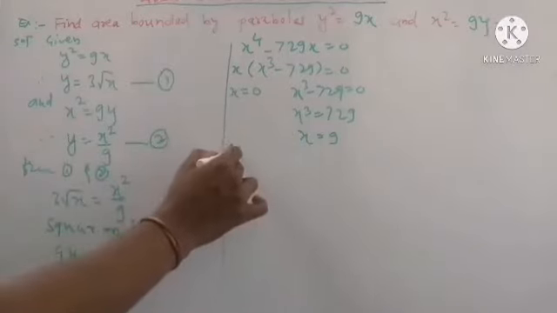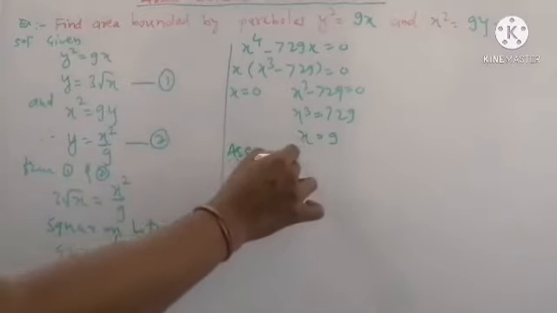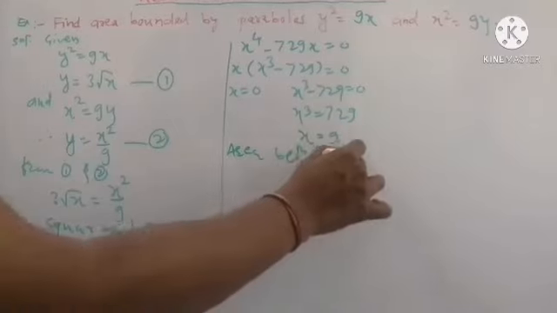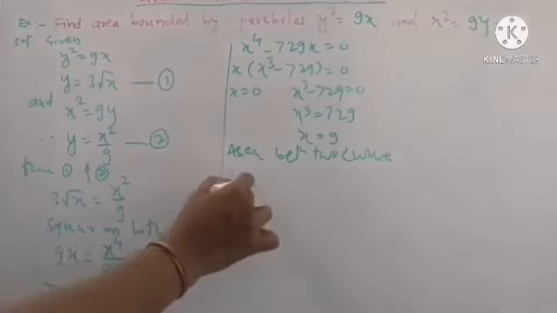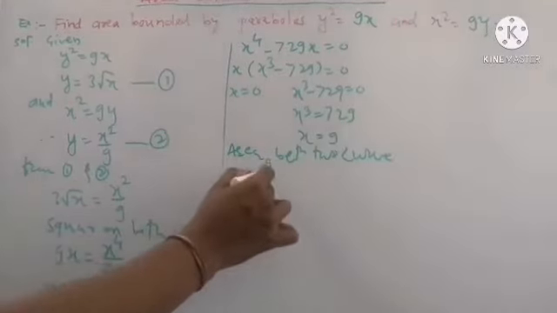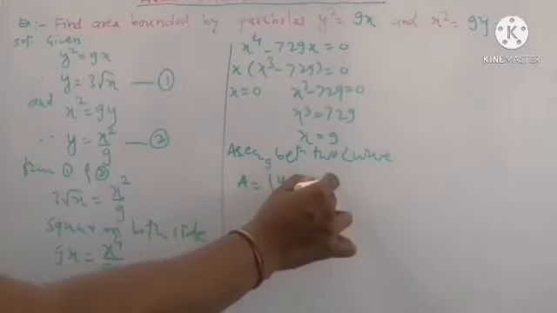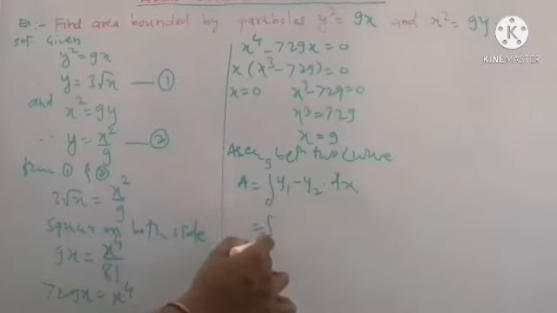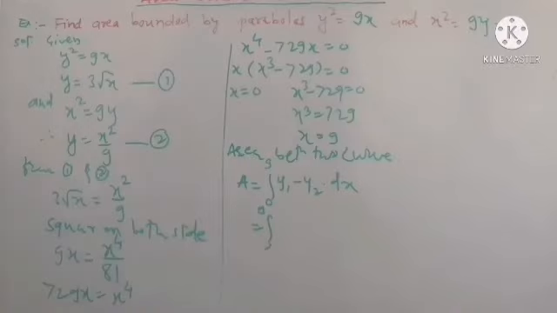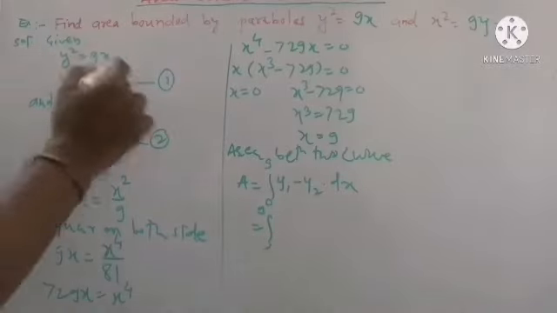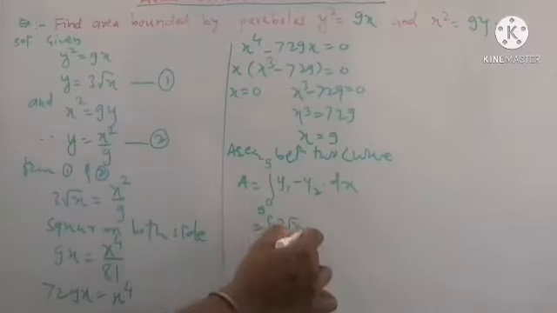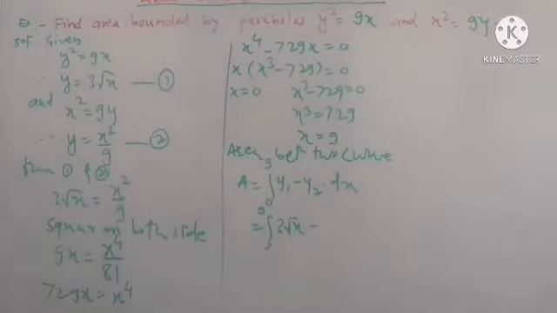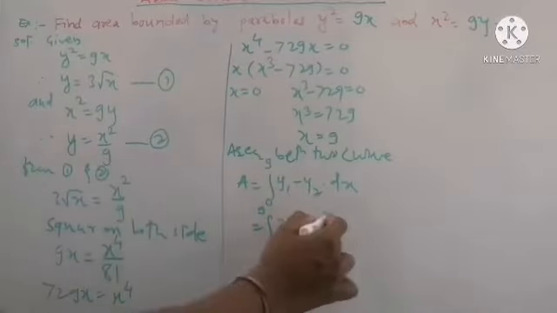So area between two curves A is equal to integral from 0 to 9 of y1 minus y2 dx. As we know, we have to put in integration. The y1 means the equation of the curve in terms of x, which is 3 root x, and y2 is the equation of the second curve in terms of x, which is x square by 9.